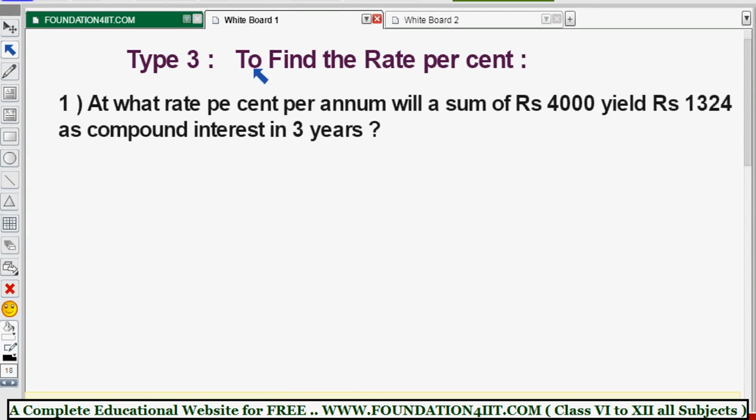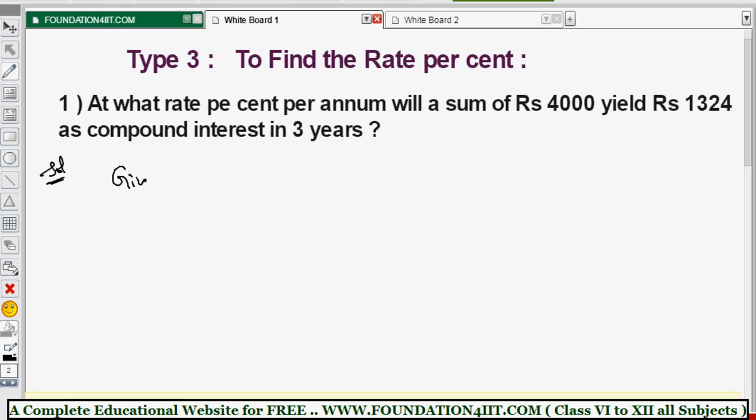So how to find out the rate percent? When the sum is given and the other values like principal, compound interest and time are given, how to find the rate percent. So first you will take the given data and the formula is the same. We'll see how to solve.